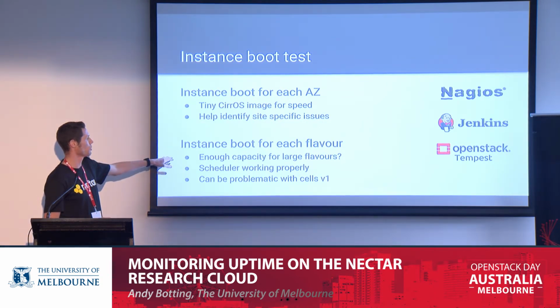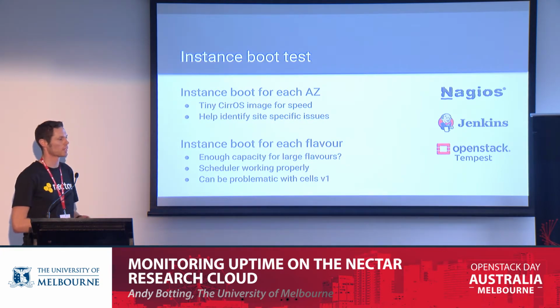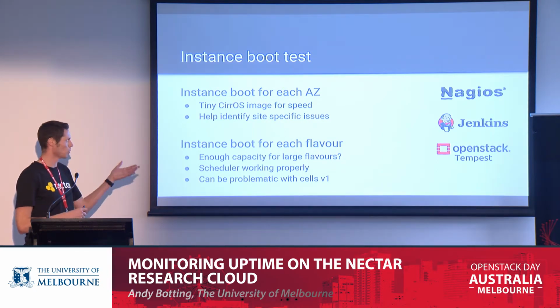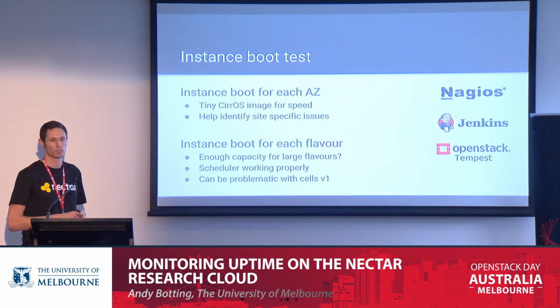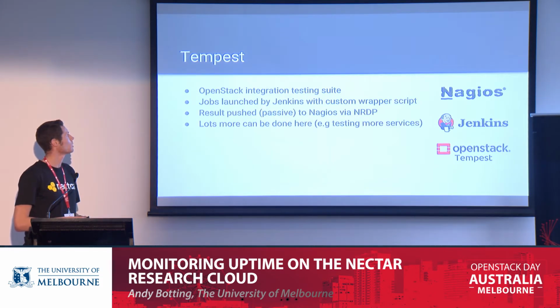We also, being able to test the extra large flavors, we often hit resource limits. At the moment we're struggling to schedule extra large flavors due to the amount of resources they require. So being able to see this test go off helps us understand that that's an issue with us at the moment.